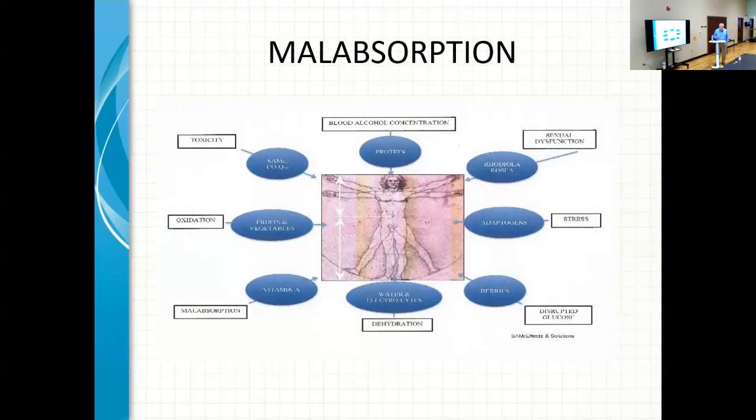Before Lieber discovered this concept of malabsorption, the medical community thought that malnutrition was causing alcoholism. And they thought that because, well, every alcoholic is malnourished, so it's the malnutrition that's causing the alcoholism. And Lieber, being a gastroenterologist, says it's just the opposite. It's the alcohol that's causing the malnutrition. And he went on to prove it. Just think about that for a minute.